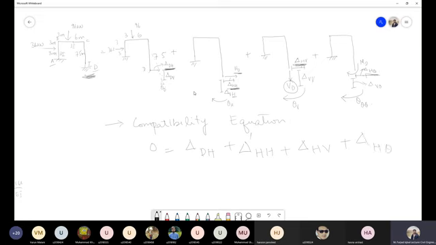H theta, right? Then we will write for the vertical displacement. In the initial frame, again it is 0. In this primary structure we have delta DV. In this structure we have delta VH. In this third structure we have delta VV, and in this fourth structure we have delta V theta.